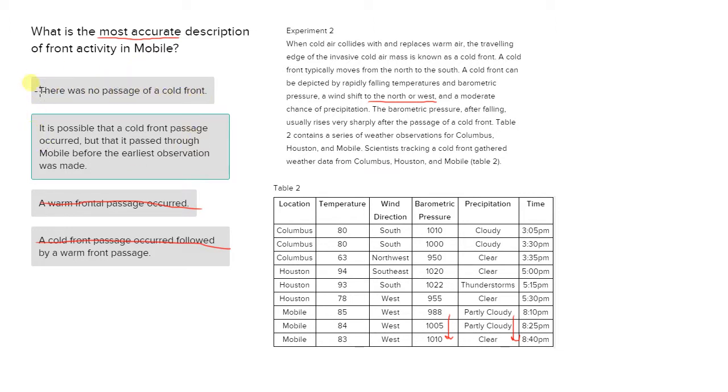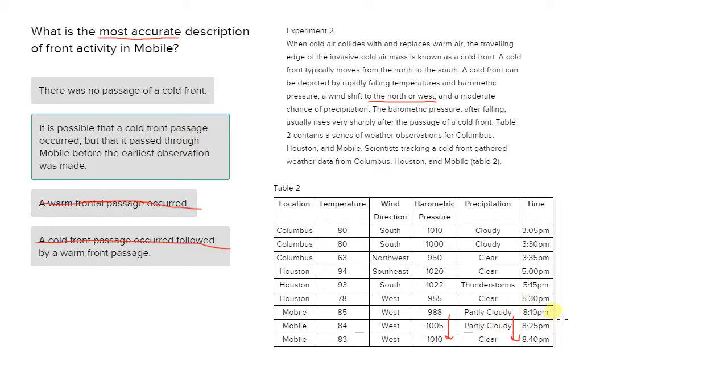But before you just jump on an answer, you have to eliminate all the other answers. So here we see, it is possible that a cold front passage occurred, but that it passed through Mobile before the earliest observation was made. That's definitely true. We can't deny that. We can't refute that it is possible that a cold front occurred. And if we look at all the cities that they're taking this data in, the data for Mobile was about 3 hours later. So it's possible that it happened before the earliest observation was made.